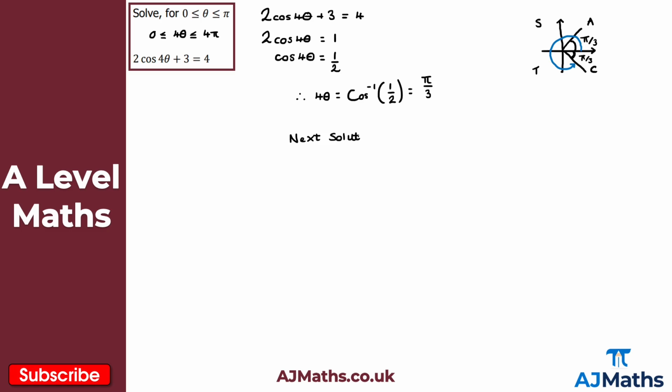So my next solution is given as 2 pi minus pi over 3, this angle here. So again, we want to keep this exact where we can, and clearly we can do that here. So obtaining a common denominator here, we get 6 pi over 3 minus pi over 3. And clearly in that case, we get 5 pi over 3. So we get 5 pi over 3 there.